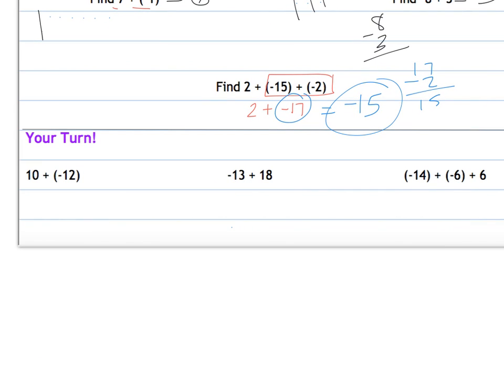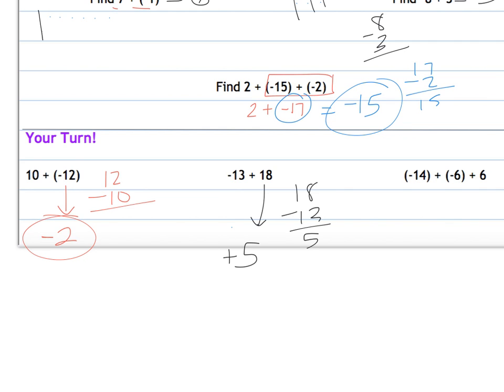All right, this is a lot, so give them a try here. 10 plus negative 12. 12 has a greater absolute value, so I keep the negative. 12 minus 10, how many are left over? 2. So negative 2. 18 and 13. 18 has the greater absolute value. 18 minus 13 is 5.